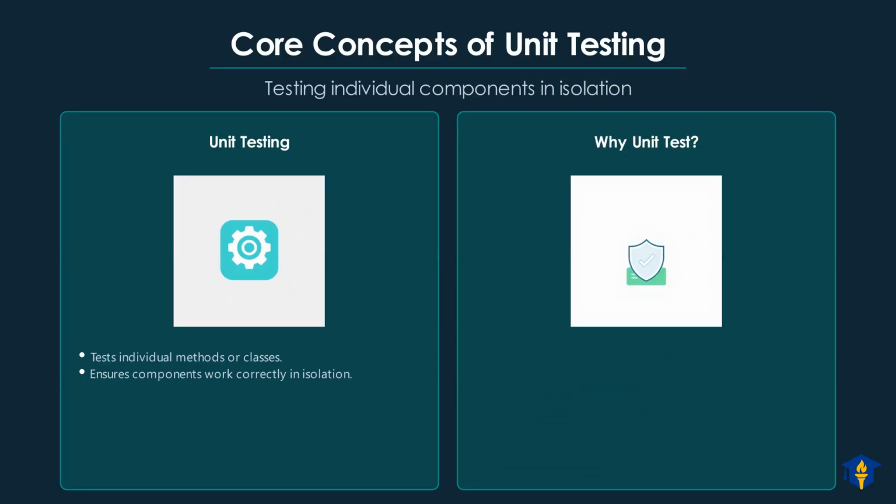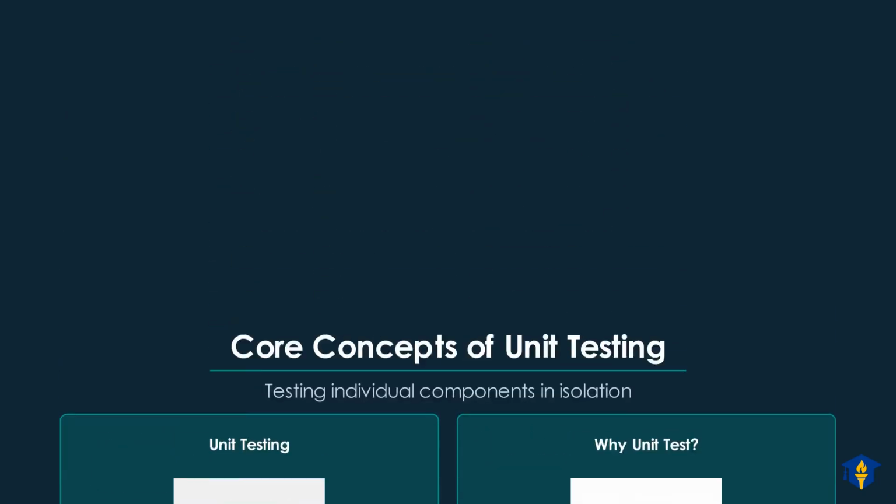So, why should we prioritize unit testing in our development workflow? Unit tests effectively detect bugs very early, saving significant time and resources later in the development cycle. They also significantly improve the overall reliability and maintainability of your codebase over time. Furthermore, unit tests prevent regressions, ensuring that new changes or refactoring do not break existing functionality.